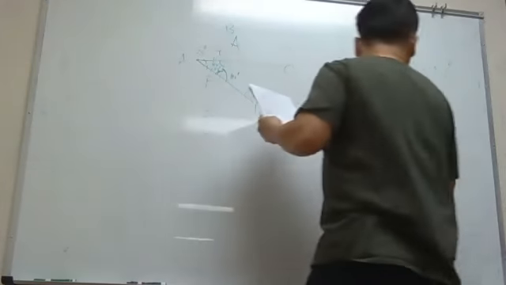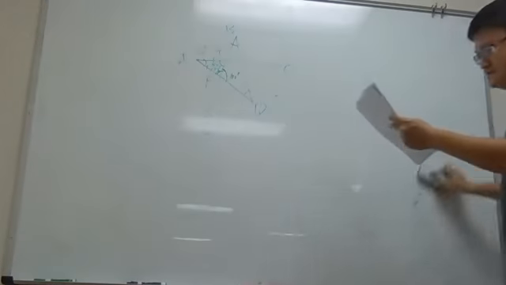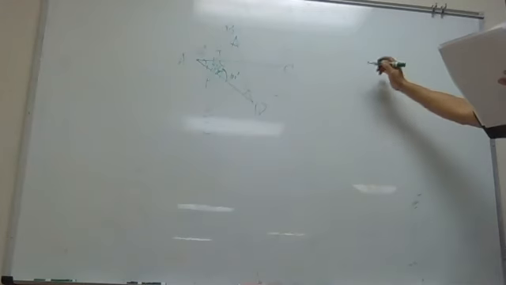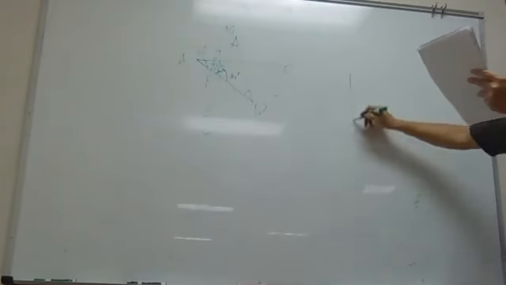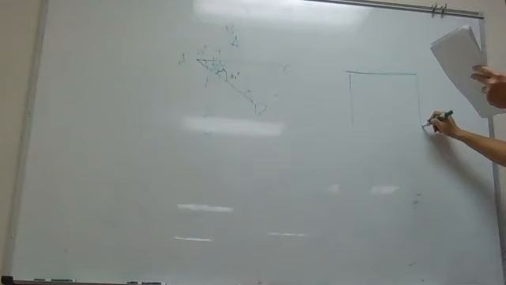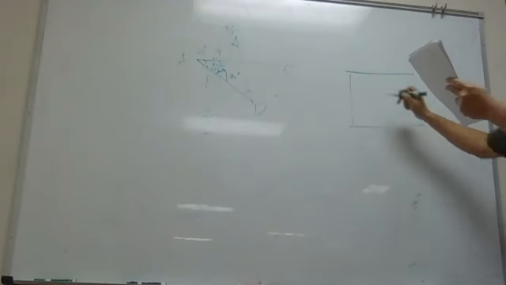So next problem is 27. How do you get it? A, B, C, D. Complementary counting.